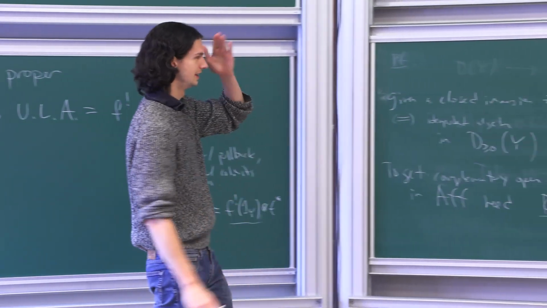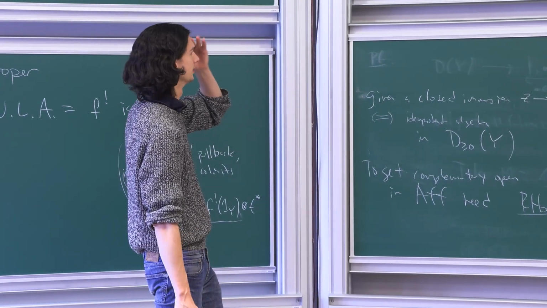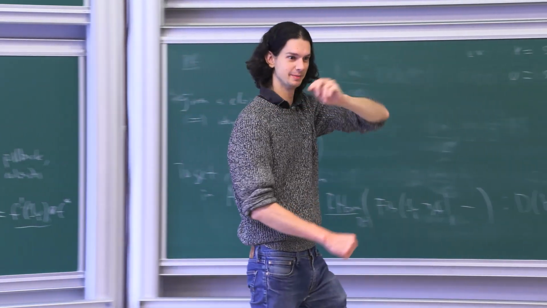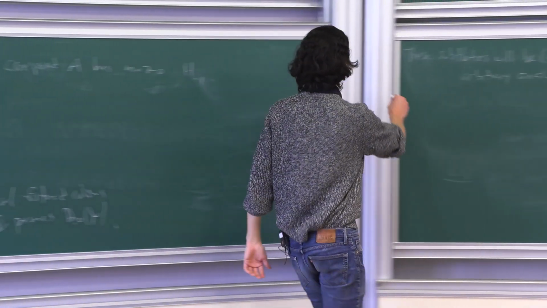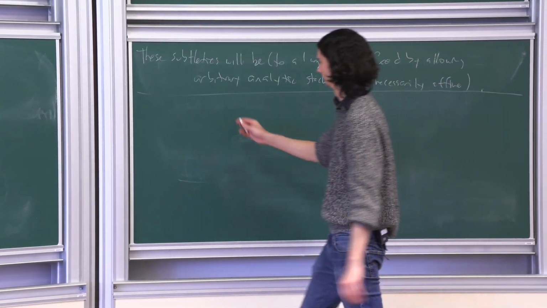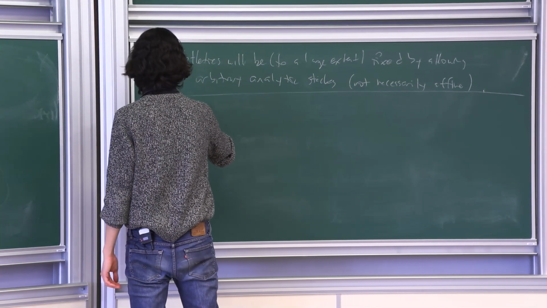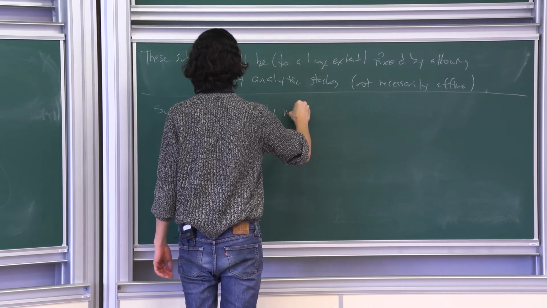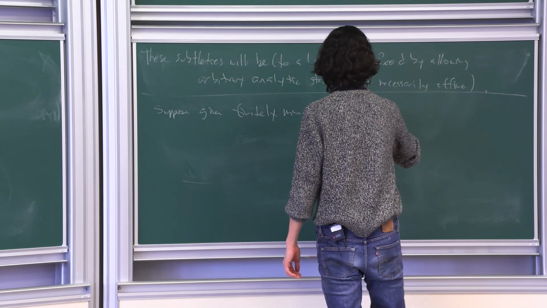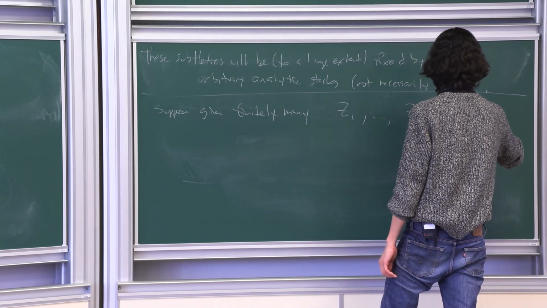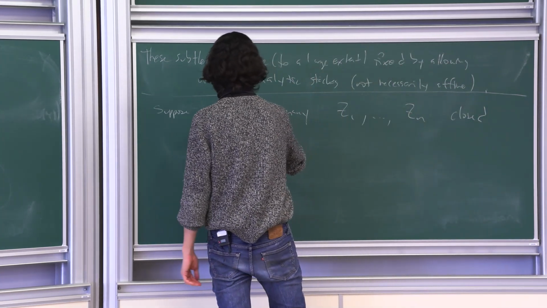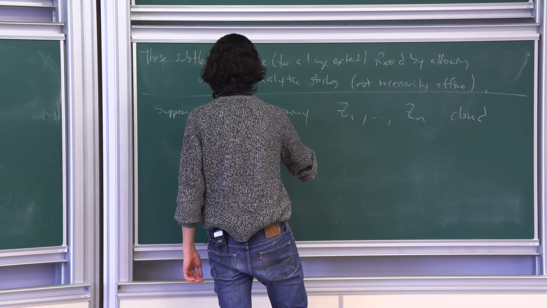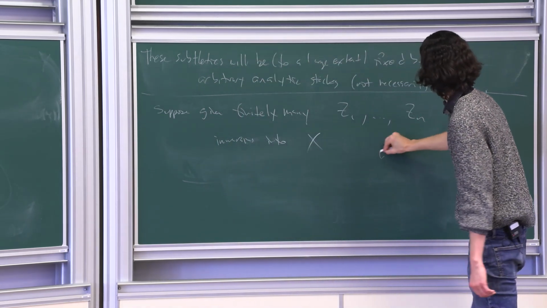Oh, sorry, I actually didn't plan to talk about this, but then it occurred to me I should. So I was talking about finite closed covers as an example of descent. Suppose we are given finitely many Z1, ..., Zn, closed subsets, with closed immersions into X. And all of these are in AF.